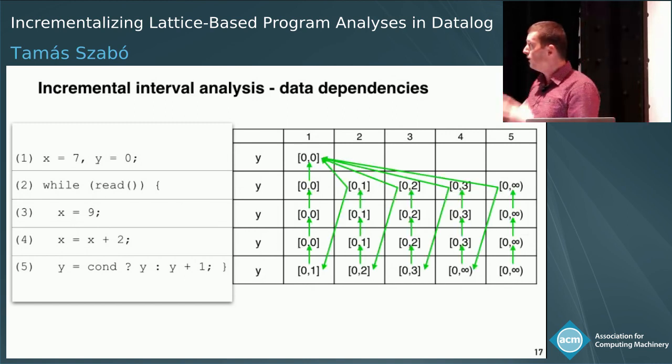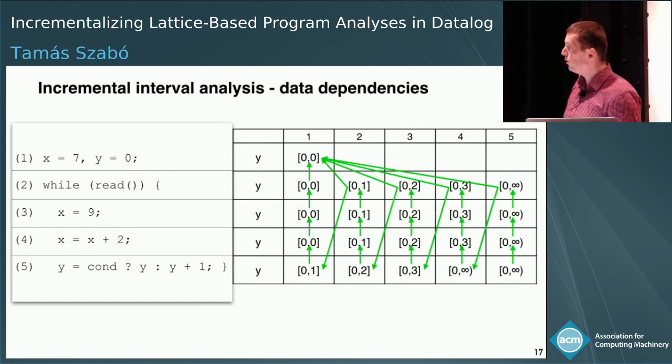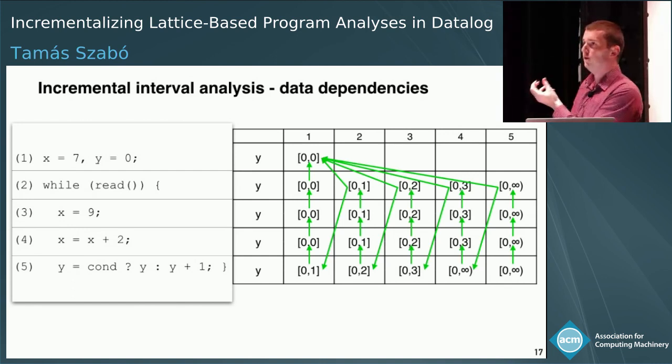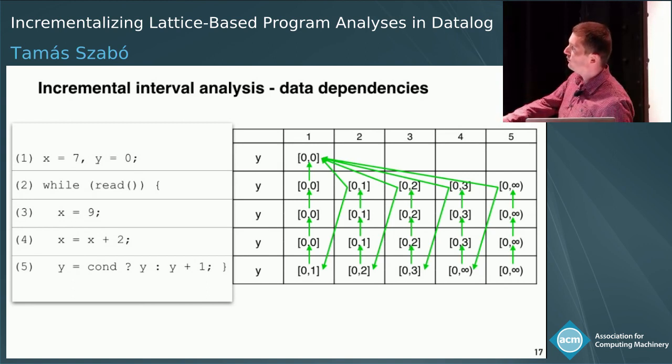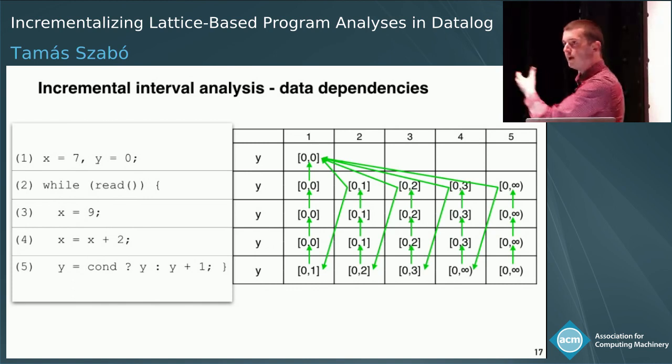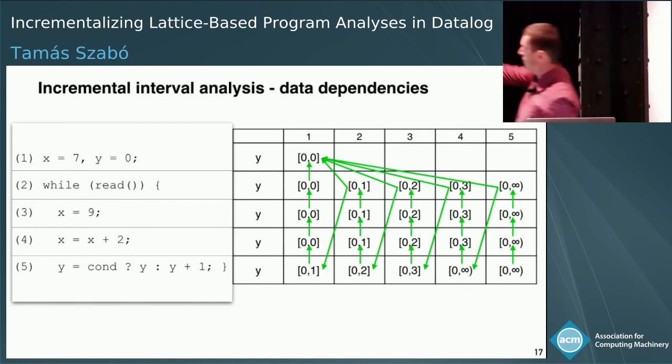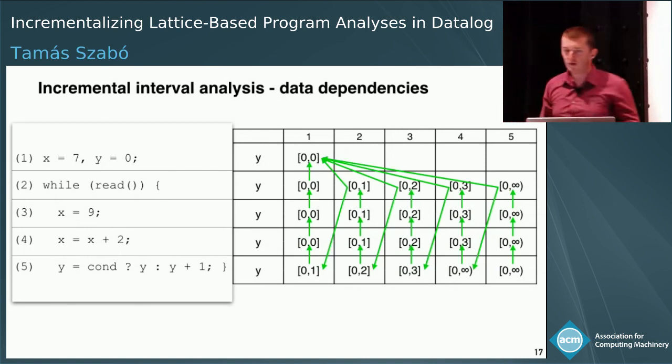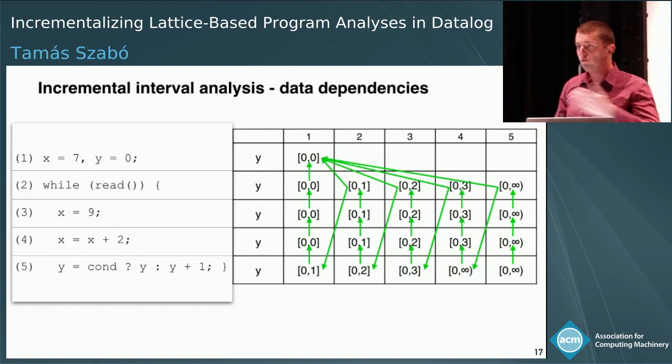Essentially, for an incremental analysis, it is important how the values in this table depend on each other. So what you see here now, the table focuses only on the y variable. We started with this interval here, 0, 0, in the first cell. And you can see here through the iterations and through the aggregations how we got to the final values that are here. And these data dependencies will be important because when something gets changed in the program, we will use these dependencies to reason about what needs to be updated.